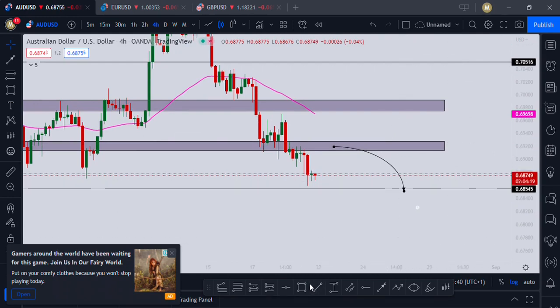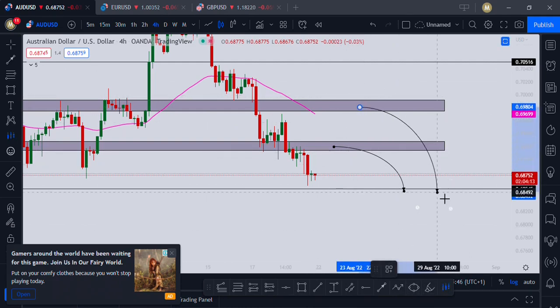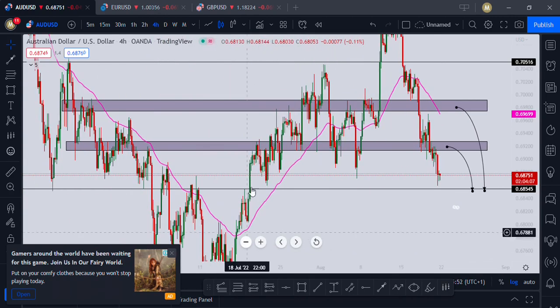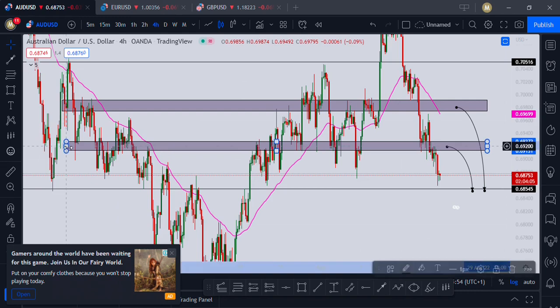Another area which I'm hoping the market can come to should be this other upper area. So it all depends on where I find my confluences. That's where I'm going to take my trades. I need to see up to 2 confluences before I take any trade. So the first area which I'll be waiting for is this area.